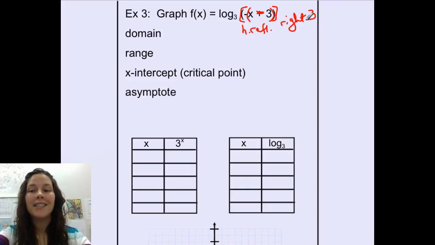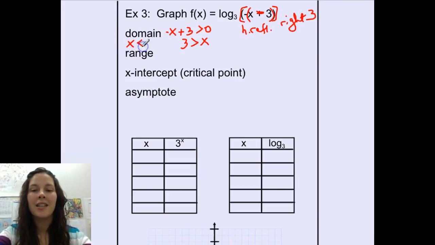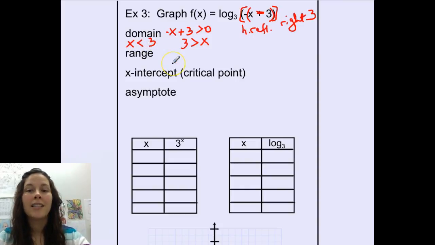So our domain, setting what we're taking the log of, and I'm going back to the original function where it's not factored out, greater than 0. And this time, in order to solve, I'm going to add x to both sides. So I get 3 is greater than x. Or if we flip it around so that the x value is first, x is less than 3 is our domain. So x is less than when we have a horizontal reflection. X is greater than if we do not have a horizontal reflection. Range for logs is all real numbers.